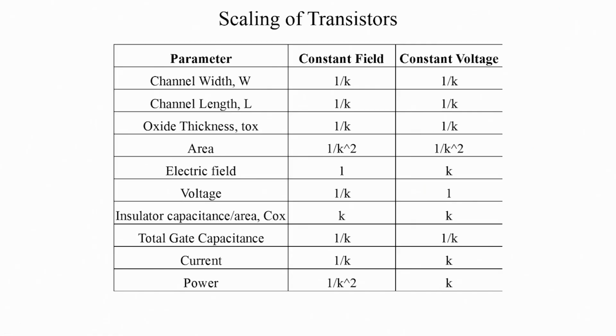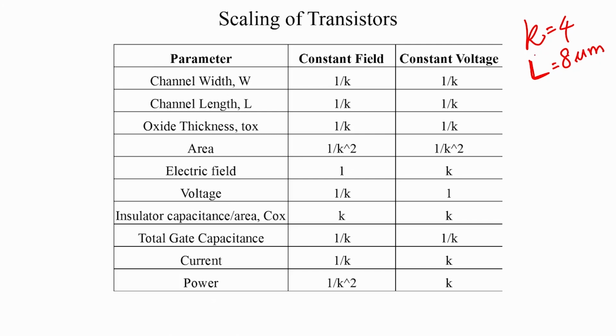So, we have a quick table here. I have just prepared an easy table for us to see what happens when you use constant field scaling and constant voltage scaling. Here we are scaling down by a factor of k. So, let us say k is equal to 4, and let us say my initial channel length was 8 microns.